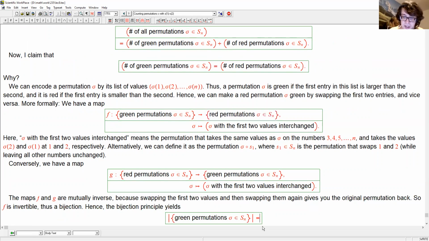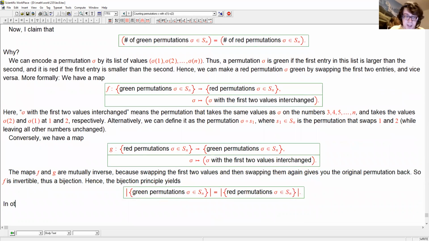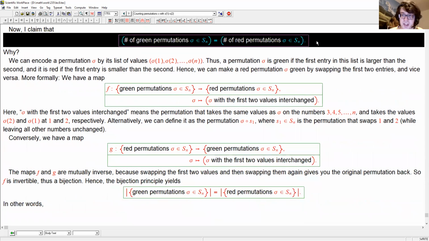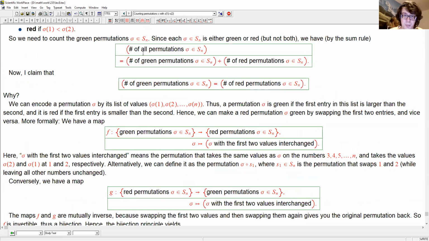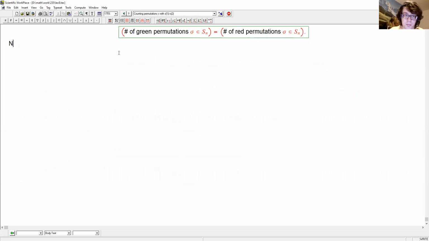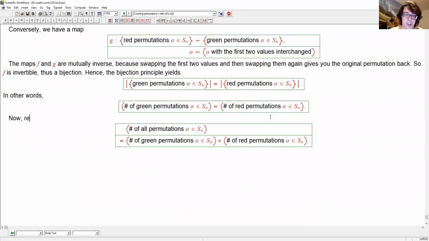This set has the same size as this set. In other words, the number of green permutations is the number of red permutations. Now, recall this equation. Now, what is this number? This is just n factorial, because we know how many permutations you have.